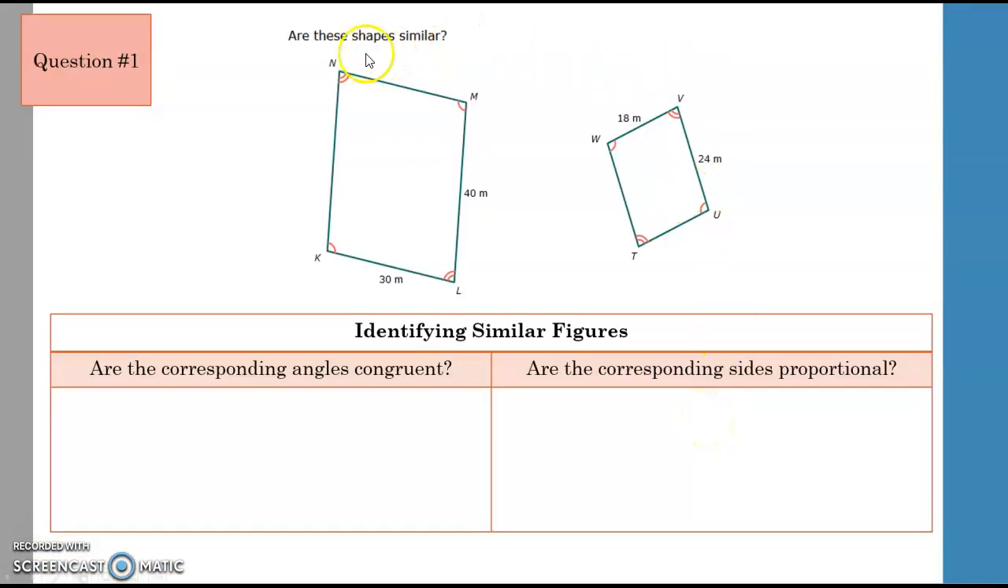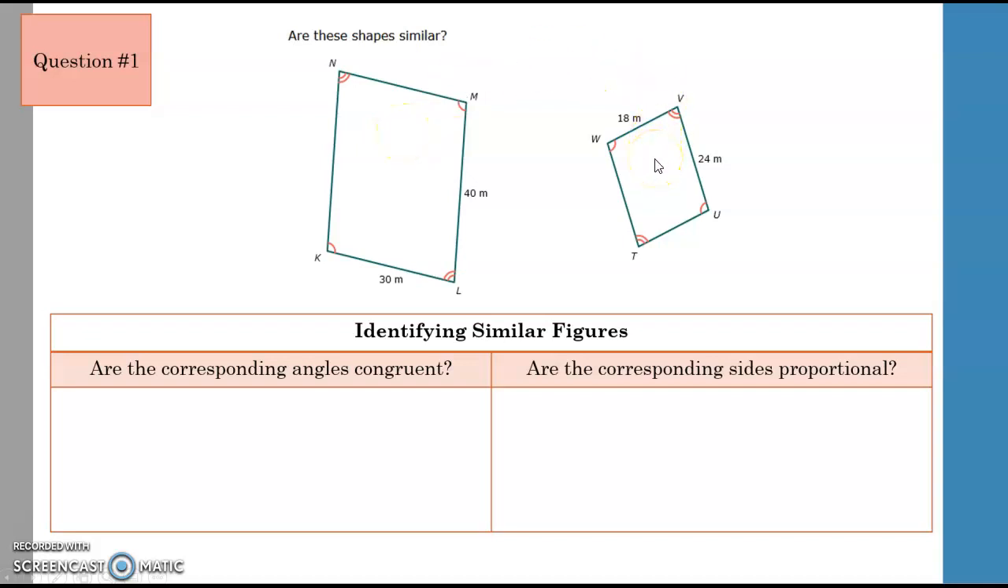Okay, let's take a look at question number 1. Are these shapes similar? Okay, so we've got this shape right here, KLMN, and this shape right here, TUVW. Okay, and you want to ask yourself, are the corresponding angles congruent? So do the angles in this figure have the same measures as the angles in this figure?